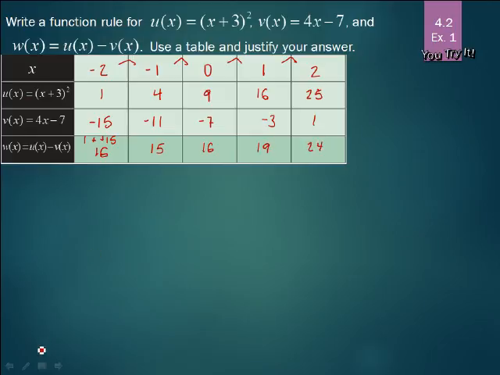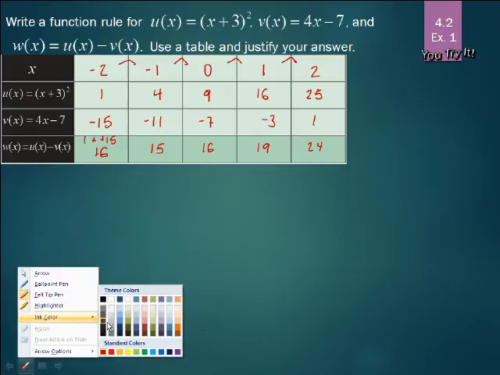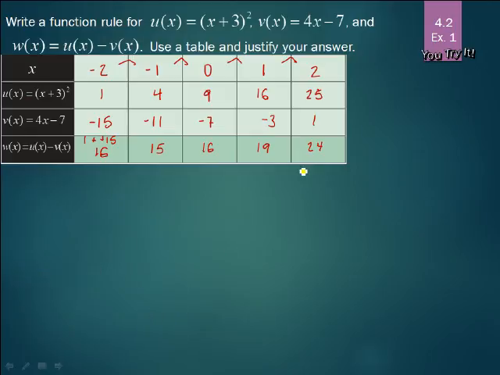So now we can use our values to find the differences and find out what type of equation it is. So 24 minus 19 is 5. 19 minus 16 is 3. 16 minus 15 is 1. And 15 minus 16 is -1. So our first differences are not the same, so we keep going and find our second differences.